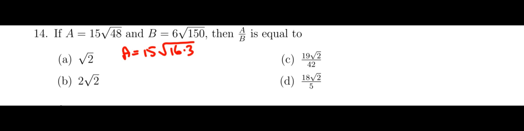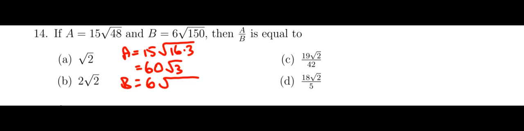And so I know that the square root of 16 is 4, so I can pull out a 4. And 4 times that 15 is going to be 60. So this becomes 60 root 3. So that's how I simplify that one. B is 6 times the square root of 150.